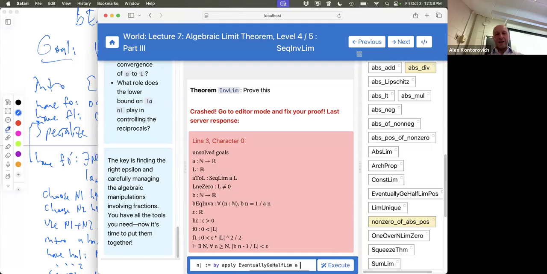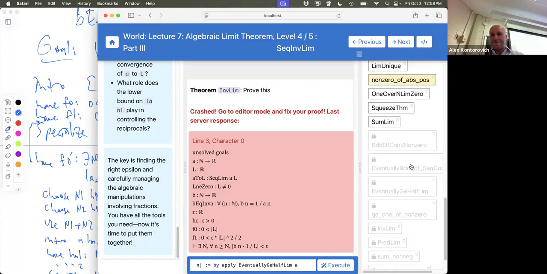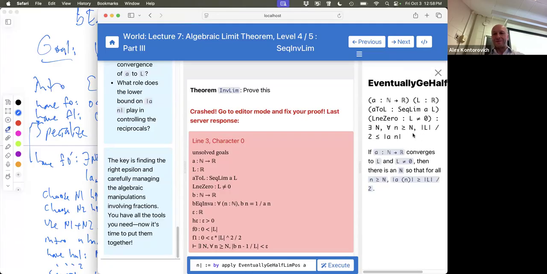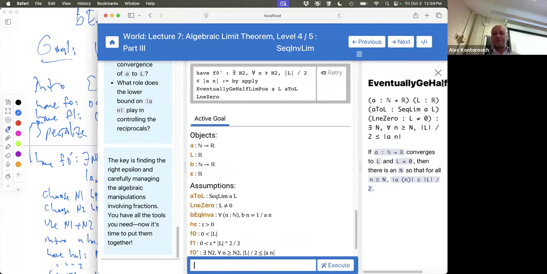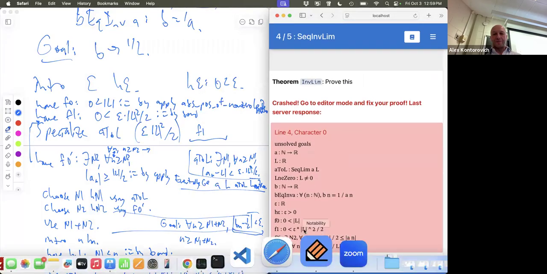And what do I have to feed it? Can I click on it? Half lim pos, thank you. Okay. There's a reason I put a pause there, because there's a homework problem. So it tells you what you have to feed it. You have to feed it the A, the limit L, and the fact that A goes to L, which is why we didn't destroy A to L yet. We have to feed it that L is not equal to 0, and then we're going to get what we want. Beautiful.